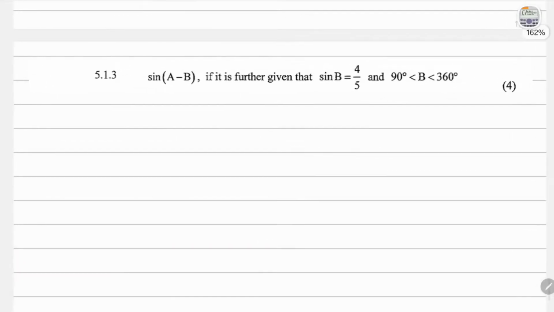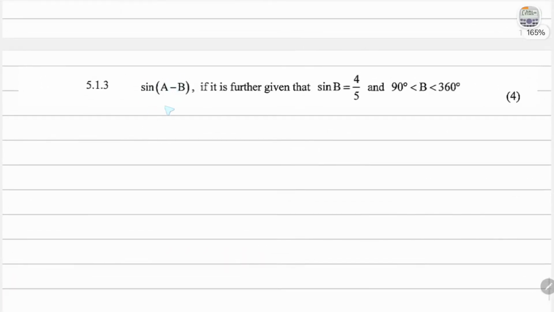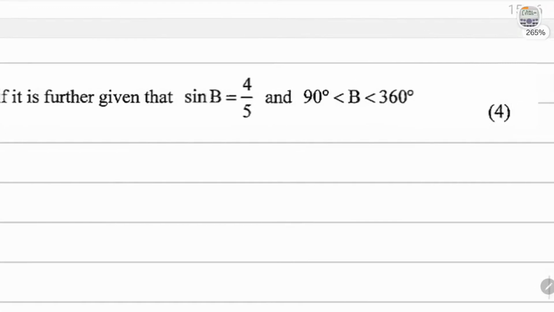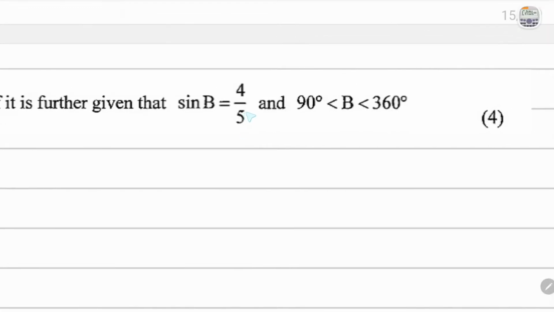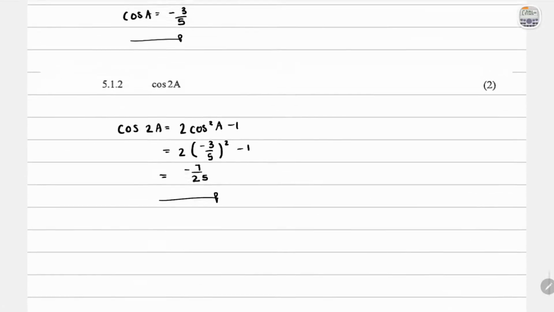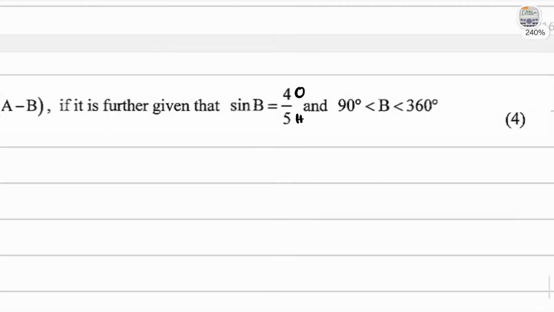And then 5.1.3 says, find sine (A minus B) if it's given that sine B is equal to 4 over 5 and B is greater than 90 degrees but less than 360 degrees. Let's find where this is. Also note that the radius, because that's the hypotenuse, since sine is opposite over hypotenuse, is also 5, just like the hypotenuse in the diagram that we have.